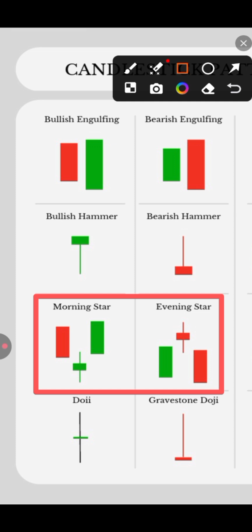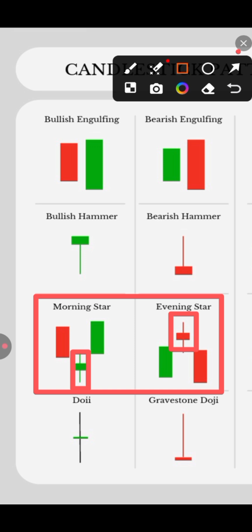You understand? So for instance, now this small one here can be red or green. It doesn't really matter, but the pattern has to be like this. Same thing also, this one can be green or red. It doesn't matter, but the pattern has to be like this. It has to have this indecision candle in the middle.